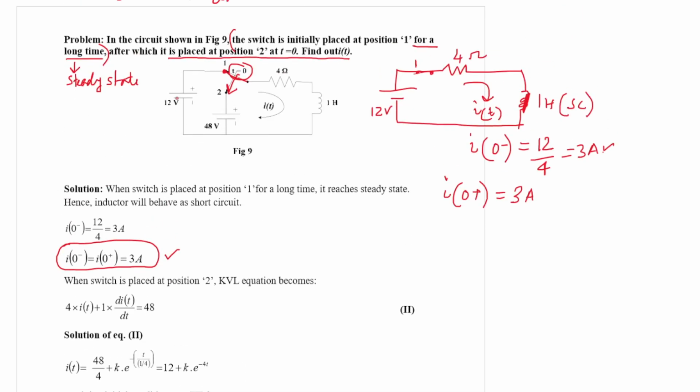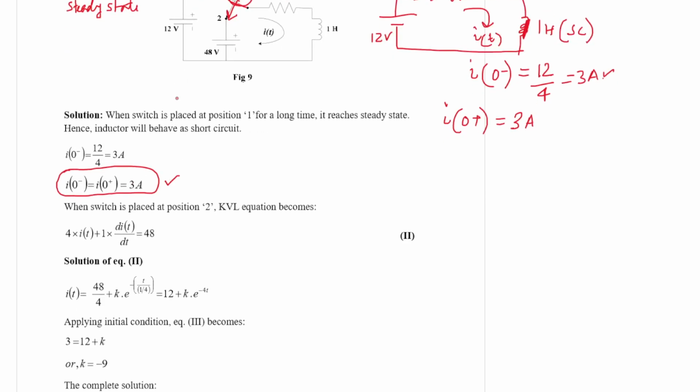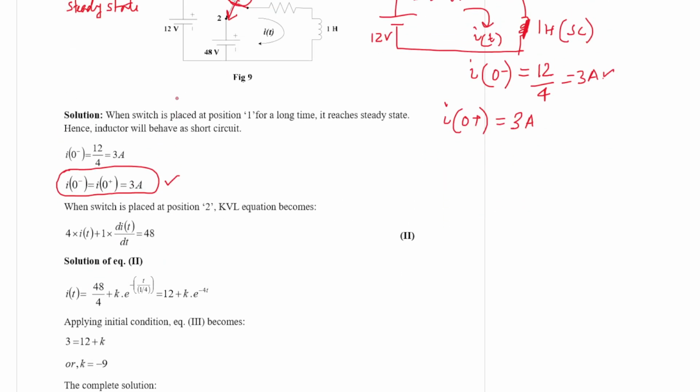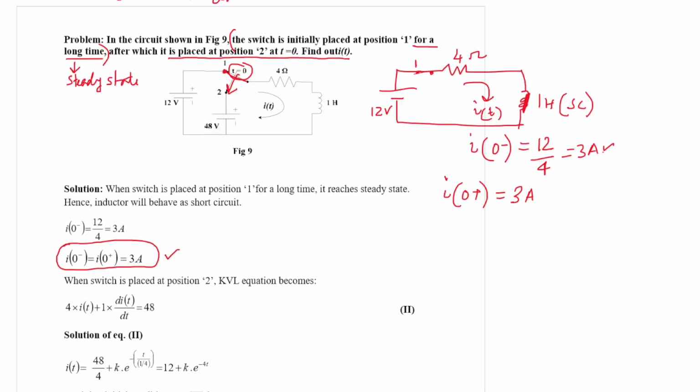This is the initial condition. So now what is the equation? Switch is placed at position 2. Now after placing the switch at position 2, the circuit will be looking like this. This is 48 volt, this is 4 ohm and this is 1 Henry. Now this is at position 2.